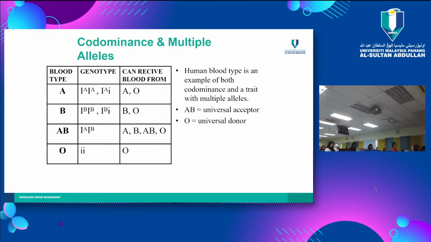In relation to this, for blood type A, you can receive blood from A or O. If you are blood type B, you can receive blood only from blood type B and O. If you're AB, you can receive from anyone. And if you're O, you can only receive blood from O.